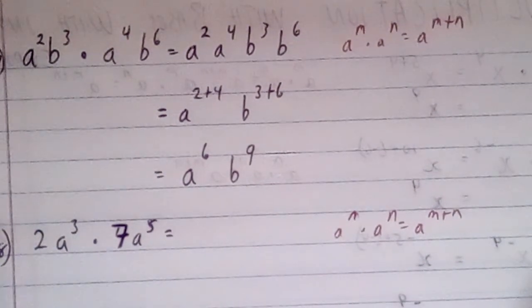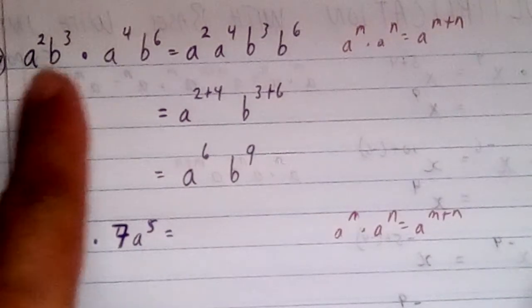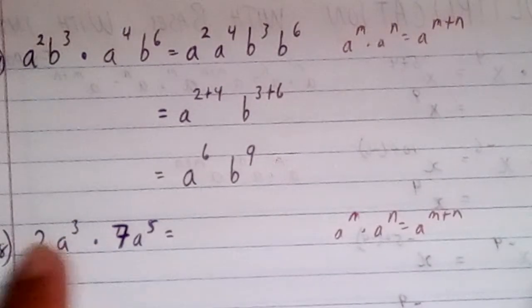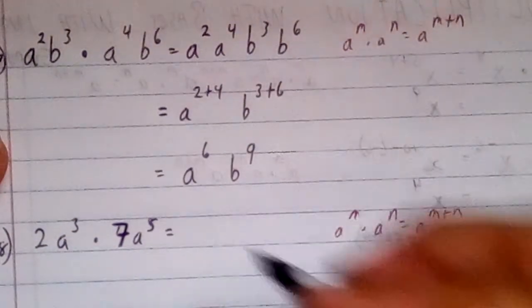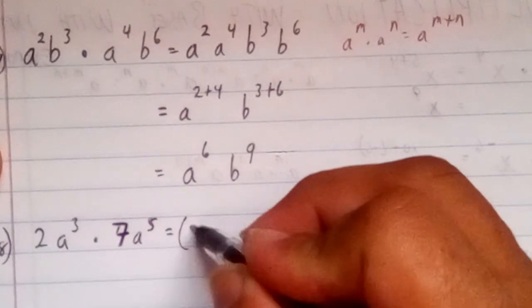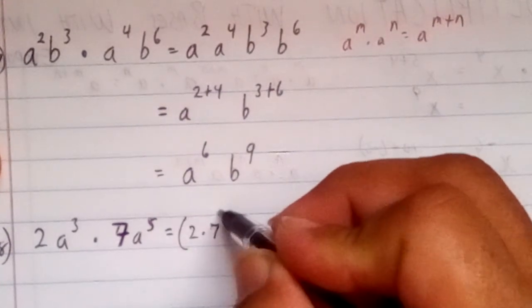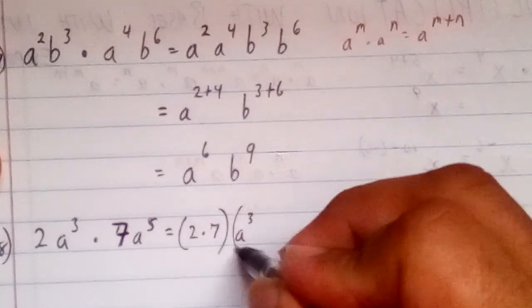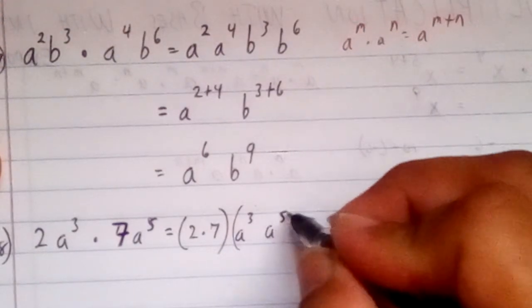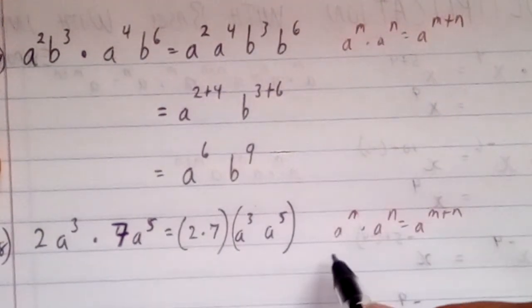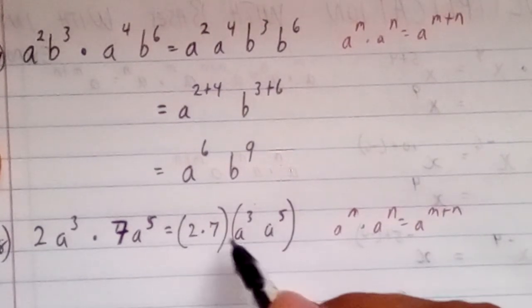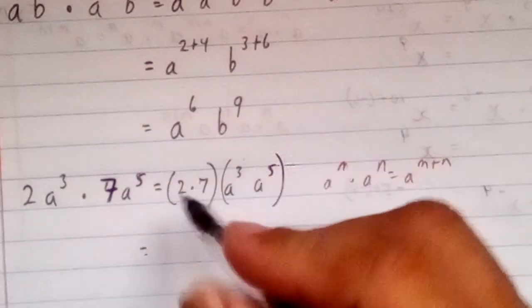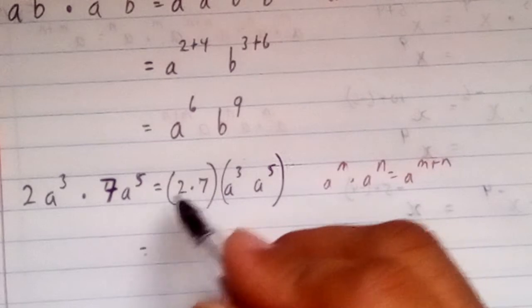But what you need to do now, just like the previous example, is group the numbers that are alike. In this case, we have 2 and 7, which are two numbers alike. So let me put it in brackets: 2 times 7, close bracket, and put a to the third, and then another bracket, a to the fifth. We're just multiplying those individually. You could have skipped this step if you want, but I want you to see the steps, so I'm showing you. Remember, this doesn't mean 2.7, this means times for this purpose.